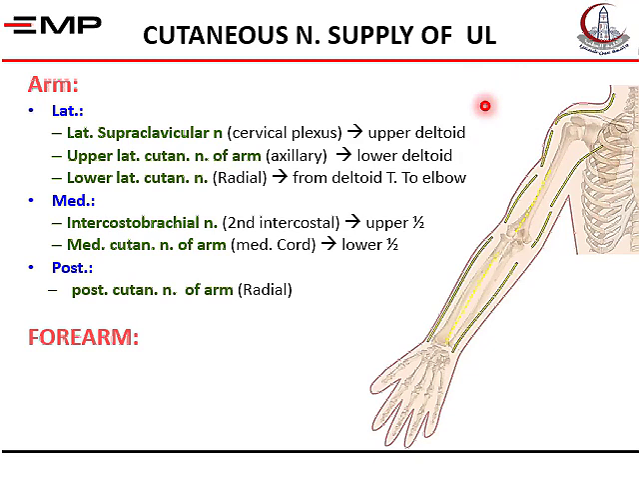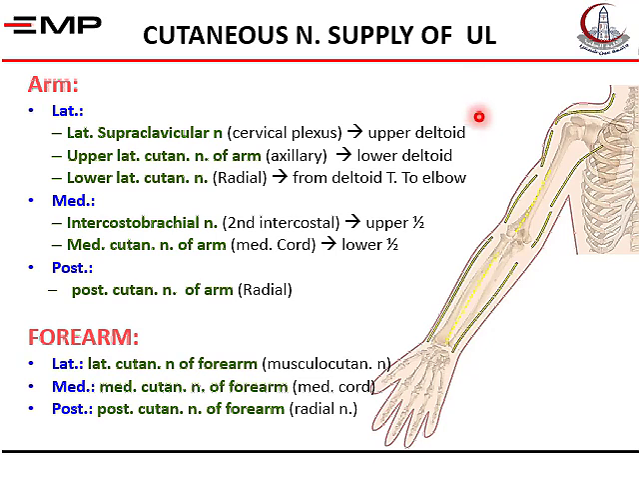And we have 3 cutaneous nerves in the forearm, one lateral, one medial, and one posterior. The lateral is the continuation of the musculocutaneous nerve. The medial is a branch of the medial cord of the brachial plexus. The posterior is a branch of the radial.